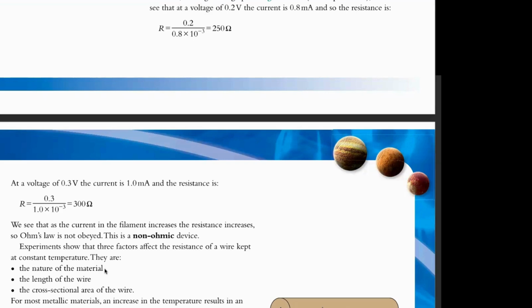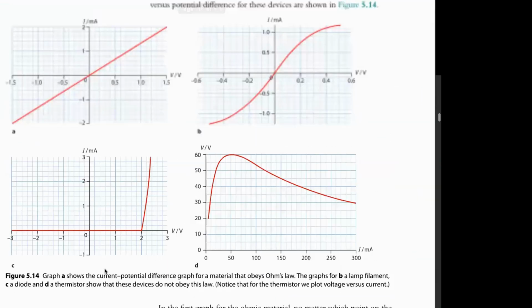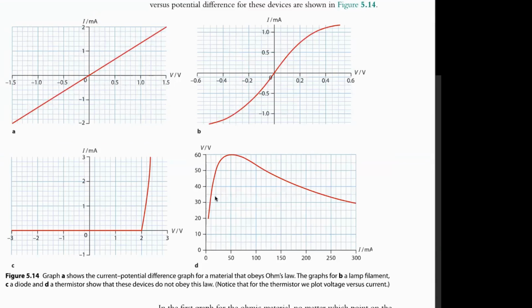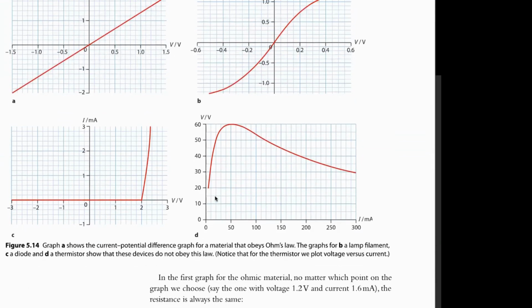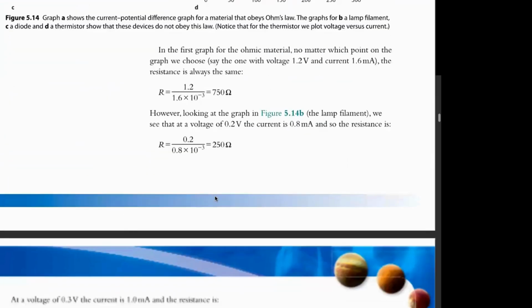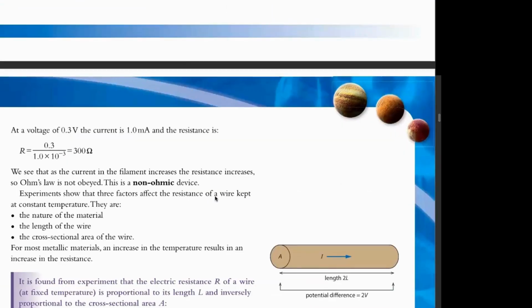Okay. So you saw the ABC graphs, right? You heard about the graph, right? B, C, D do not follow Ohm's law. Okay, fine.